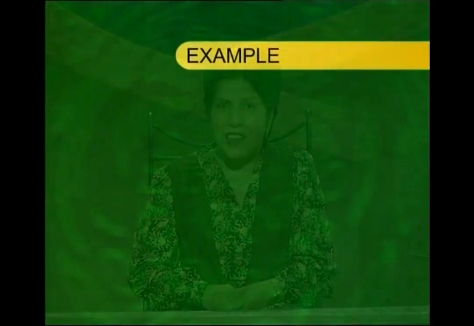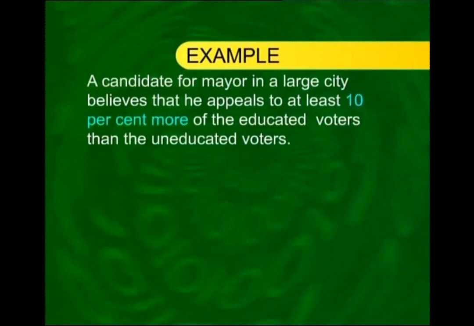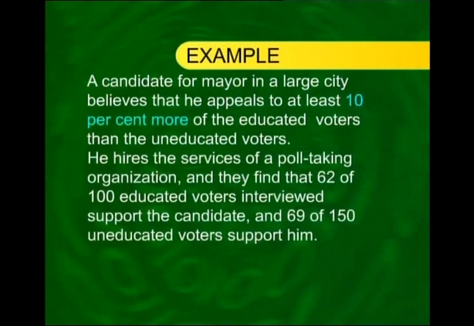All right, let us consolidate some of these ideas with the help of another example. As you now see on the slide, a candidate for mayor in a large city believes that he appeals to at least 10% more of the educated voters than the uneducated voters. He hires the services of a poll taking organization and they find that 62 of 100 educated voters interviewed support the candidate and 69 of 150 uneducated voters support him.